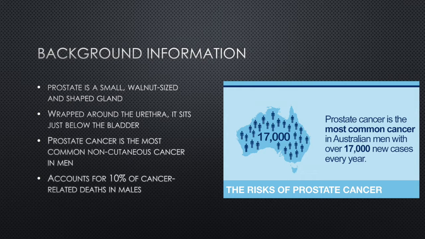where it produces a milky fluid that carries sperm during ejaculation. Wrapped around the urethra, it sits just below the bladder and is known more for the problem it causes rather than the function it serves. It was thought to protect against urinary tract infection, but the prostate is not necessary for normal sexual function, nor is it clear that it has a direct influence on preventing urinary tract infection.